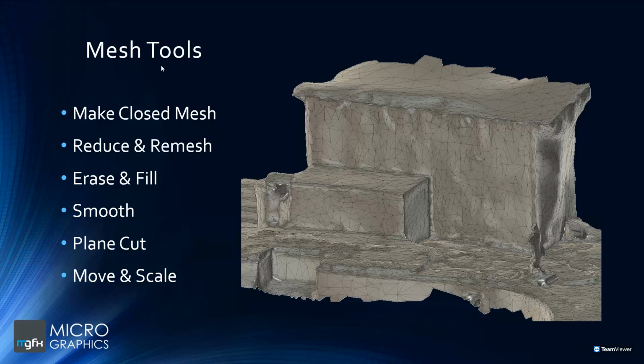Smooth allows you to smooth over any bumps or wrinkles in the mesh. Plane cut will allow you to specify a work plane or a plane through the mesh to then cut that mesh at that work plane. We'll look at various options available there. And then the last one we'll have a look at here is move and scale. Now, once you have your mesh in, you may want to move it and align it with other geometry in your design, and you may need to scale it depending on what your output is going to be.